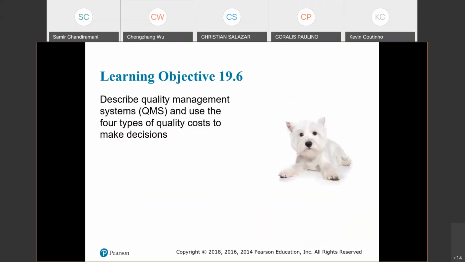Okay, lastly, let's take a look at the QMS, which stands for Quality Management System, and how it can be used to manage quality in a manufacturing company.